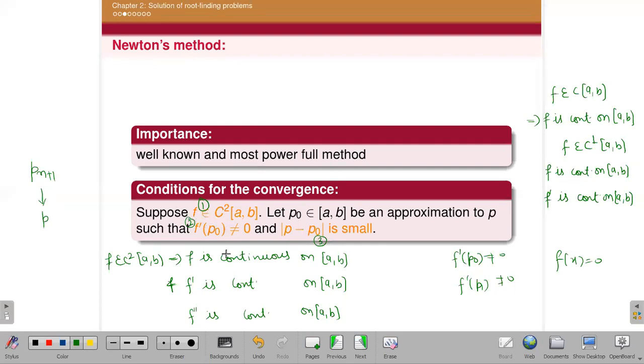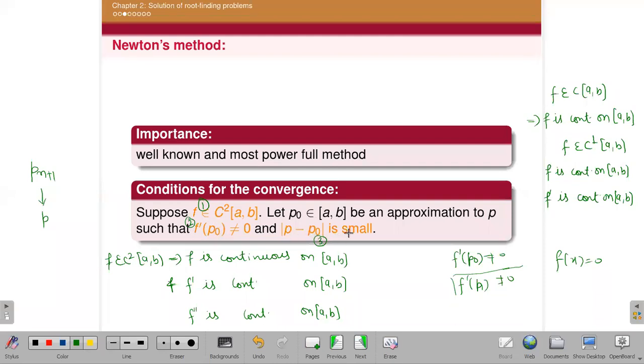Your f should be continuous, the first derivative should be continuous, the second derivative should be continuous. And the second condition is about f dash at your initial guess, that means if you apply Newton's method, then you will get P1. But suppose you are starting with the initial guess, your derivative at it should not be 0. So this is also another condition.